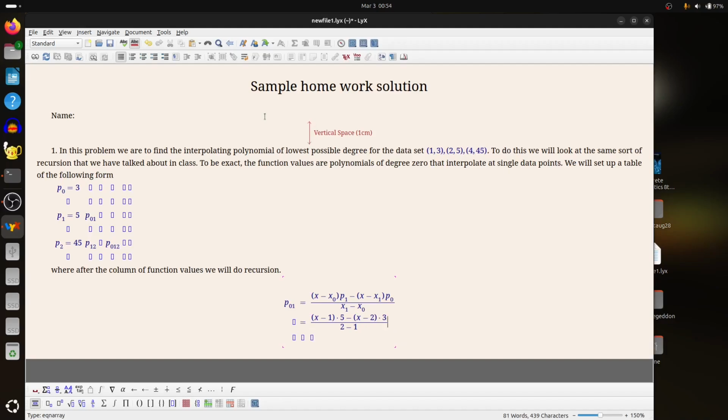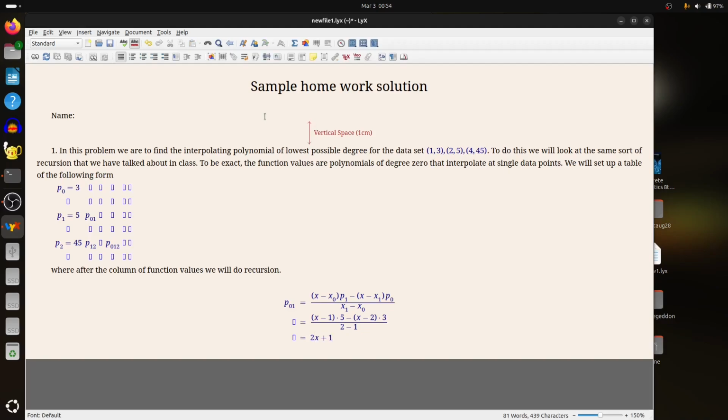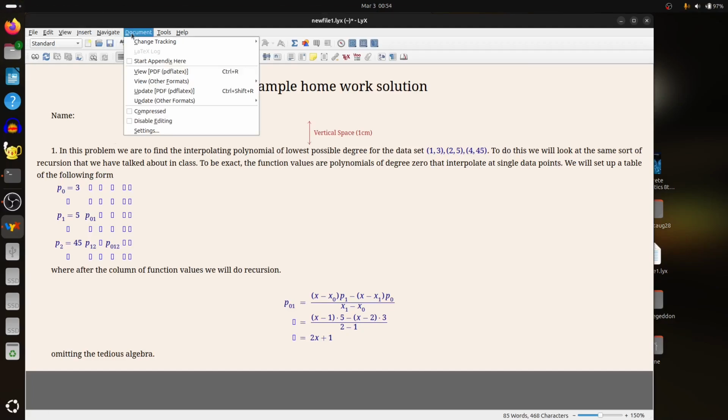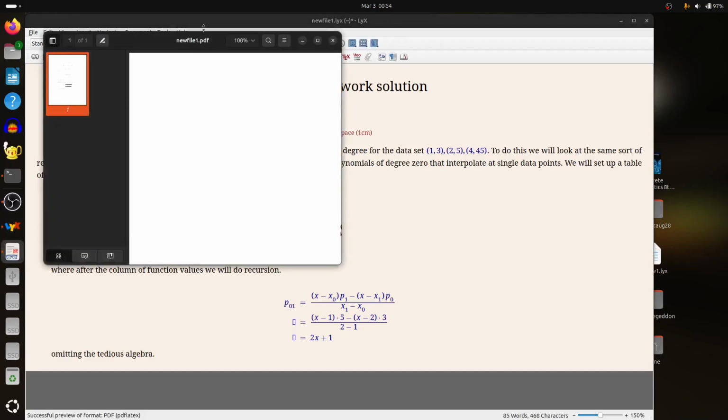Control Enter gave me another line. We figured out that this is 2x plus 1. And I'll say something like, firstly, let me make sure that all this stuff is going to be understandable by my document system. Let me have a look at this.